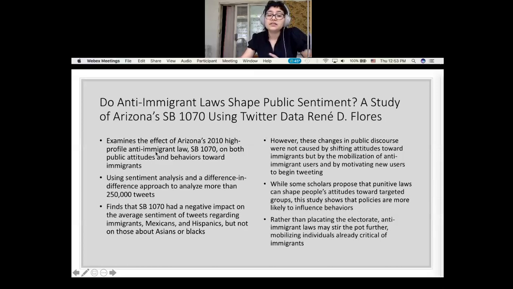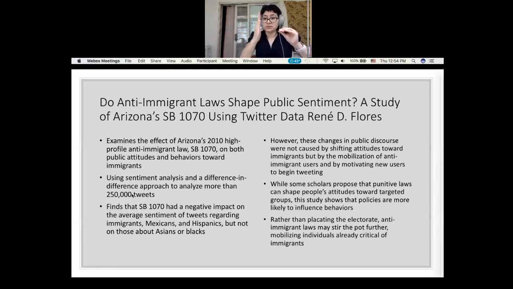So this looked at tweets after the passage of this bill and was a way to understand public attitudes and behaviors towards immigrants. So they did a sentiment analysis and a difference in difference. So it's combining content analysis with quasi-experimental designs because it's difference in difference. So the Senate bill is the intervention, like we saw in the previous difference in difference.